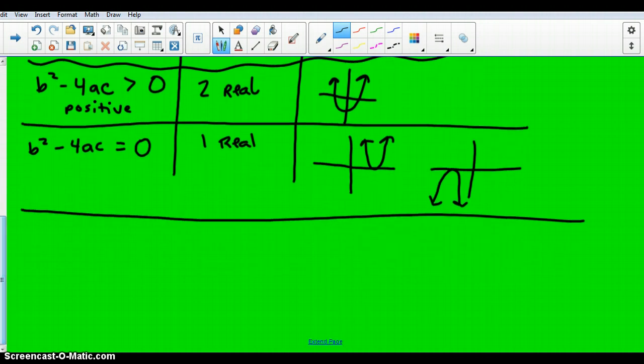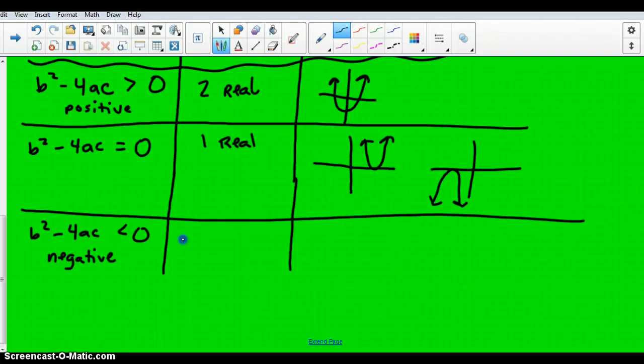And then you have the kind where b squared minus 4ac is less than 0. Does that mean it's positive or it's negative? Negative means less than 0. And this is like number 7 yesterday when some of you actually got to number 7 and you got a negative underneath that square root, and I said you don't know how to do it yet. And the reason you don't know how to do it is because this gives you 0 real solutions and 2 imaginary solutions.